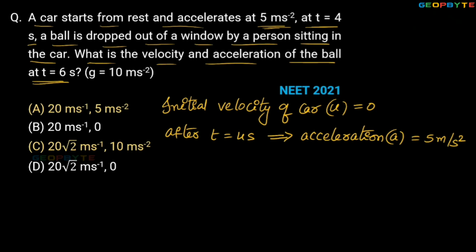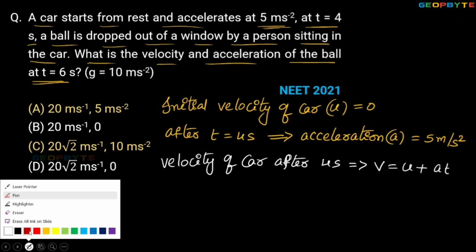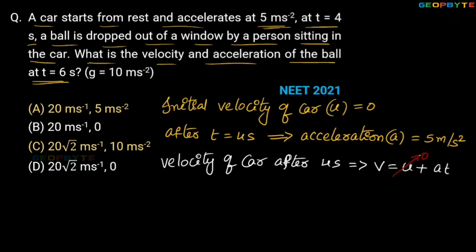Okay, for that, as you know, the velocity of the car after 4 seconds, v equal to u plus at. Here, what is the initial velocity of the car? Initial velocity of the car u equal to 0. Then v equal to 0 plus 5 into 4. It is 20 meter per second.